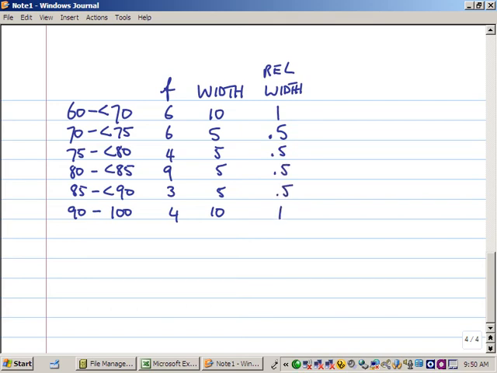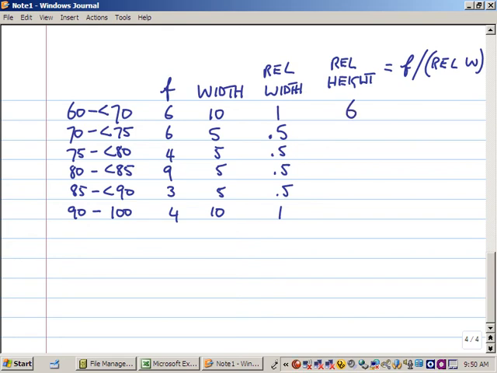Okay, and then I can calculate the relative height that I need for my blocks to give me the areas. Okay, and this will be frequency divided by the relative width. Alright, so in the first, frequency is 6, relative width is 1, answer is 6.